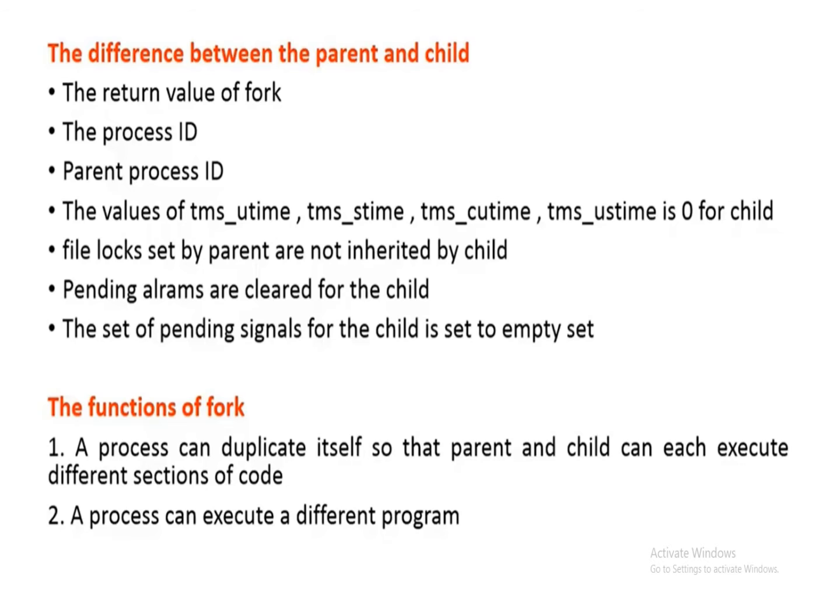The function of fork is that a process can duplicate itself so that the parent and child can each execute different sections of the code. Whenever you call the fork function, it creates a duplicate of your parent so that the parent and child processes can execute parallelly or simultaneously. There will also be situations where the process can execute different programs.